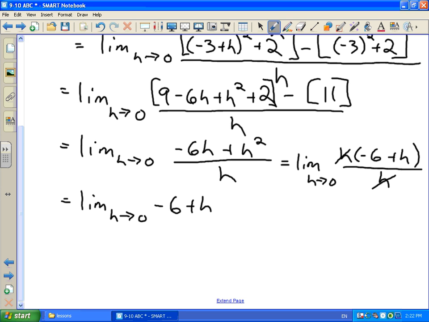Which is good because now that I've gotten rid of that h down in the denominator, I can evaluate this limit by subbing in h equals 0. So I'll just say sub in h equals 0 at this bottom step. My limit is gone. I get negative 6 plus 0, which is just negative 6. So the value of my derivative at that point, x equals negative 3, is negative 6. That negative 6 represents the slope of the tangent to the curve f of x equals x squared plus 2 at that point, x equals negative 3.